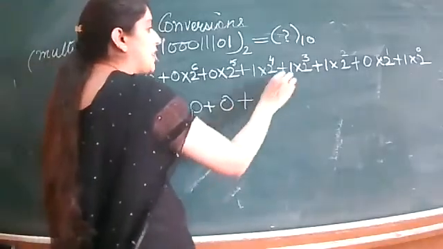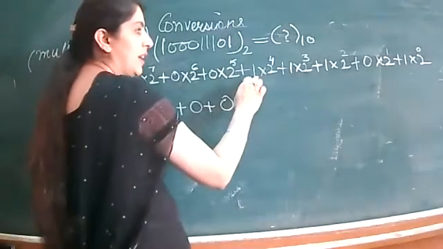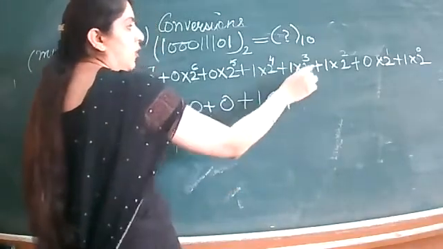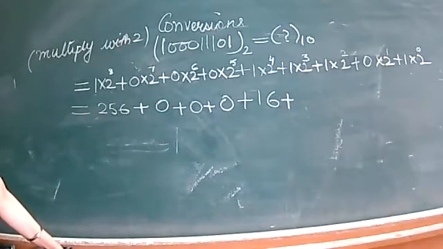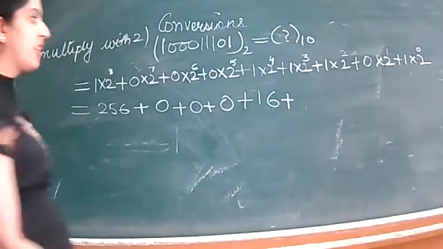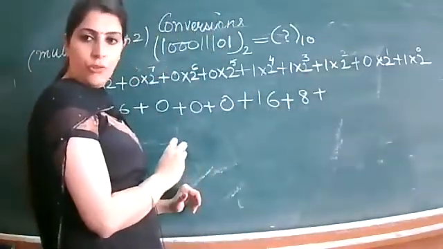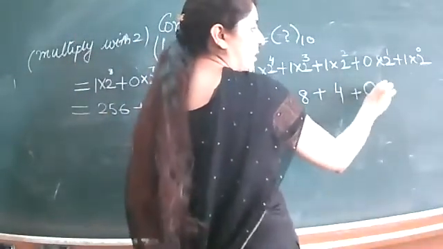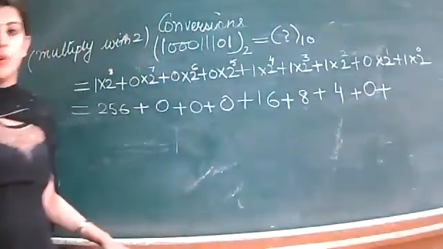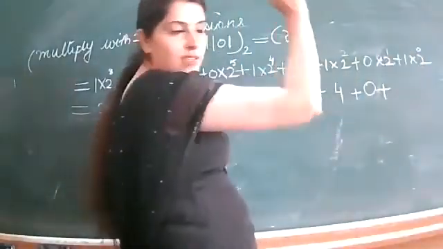Now coming to 2 raised to power 4. 2 raised to power 4 is 16. 16 into 1 is 16. Now 2 raised to power 3. That is 8. Very good, Chahar. 8 into 1 is 8. 2 raised to power 2 is 4, so 4 into 1 is 4. Next number is 0, it will be 0. Come to the last: 2 raised to power 0. Any number raised to power 0 is 1. So 1 into 1 is 1.